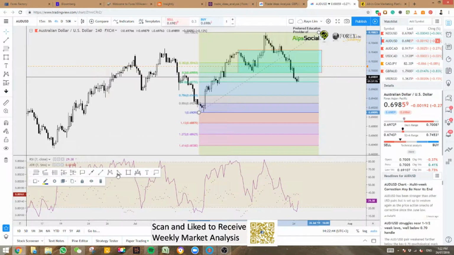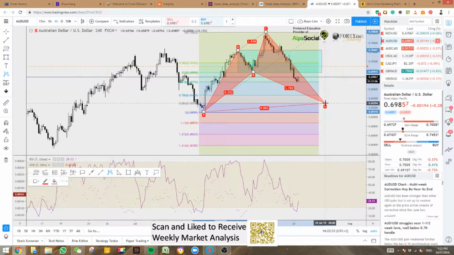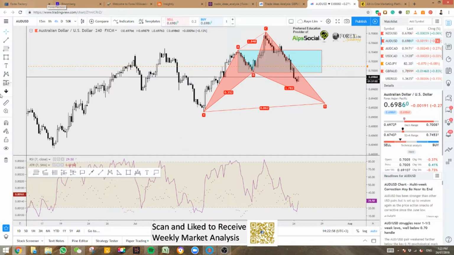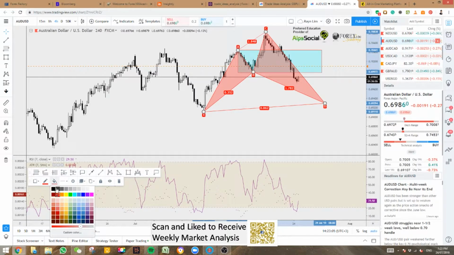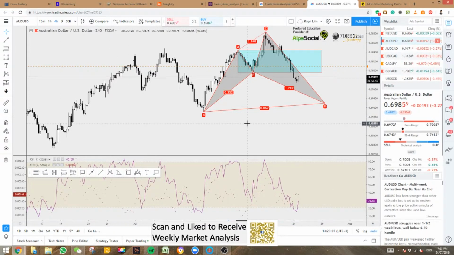Alright, another shark pattern completing over here. Bullish shark pattern. So traders who are looking for a buying opportunity as a trend trading opportunity, you can wait at 69.29.